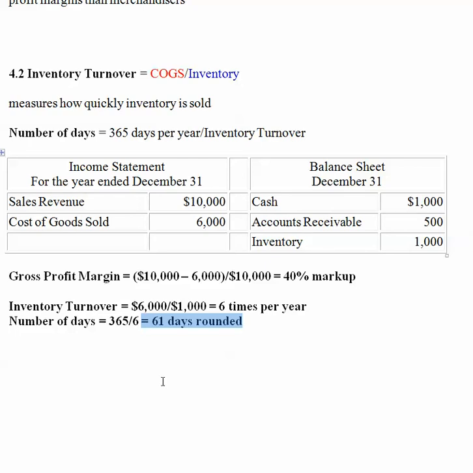Again, you'll be asked to use these ratios to identify different types of companies. Companies that have a high turnover would be like a Walmart or a Dollar General. A company that would have a low inventory turnover would probably be the more exclusive jewelry stores or furniture stores, even automobile sellers.